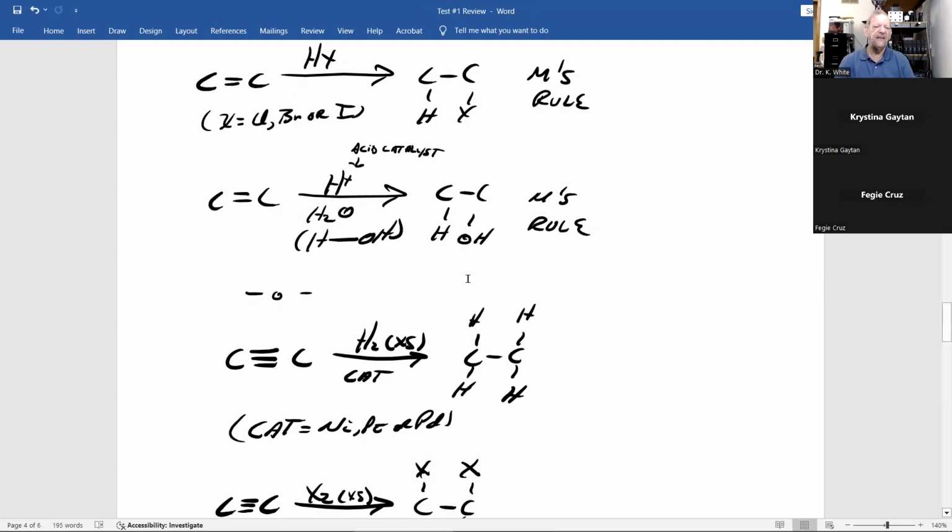Now, similarly, if you have a double bond and you add acid catalyst, which we show as H+, that can be sulfuric acid and a lot of other catalysts I don't teach in this class, and water. Think of water as H and OH. You break the pi bond, and one carbon gets the H, and the other gets the OH, and that follows Markovnikov's rule. The carbon with the most hydrogens of the double bond gets the hydrogen. The other carbon gets the OH, which you'll learn later on is called the hydroxyl group.